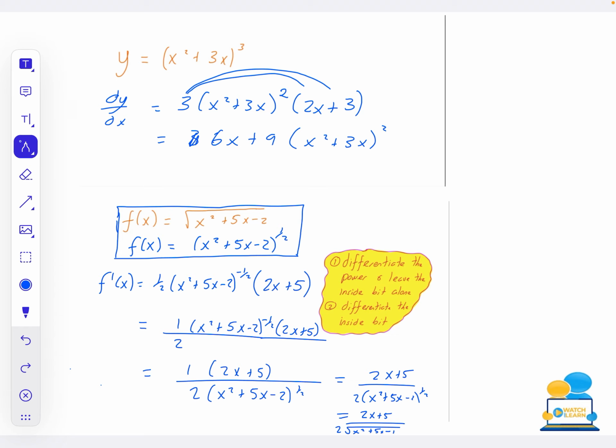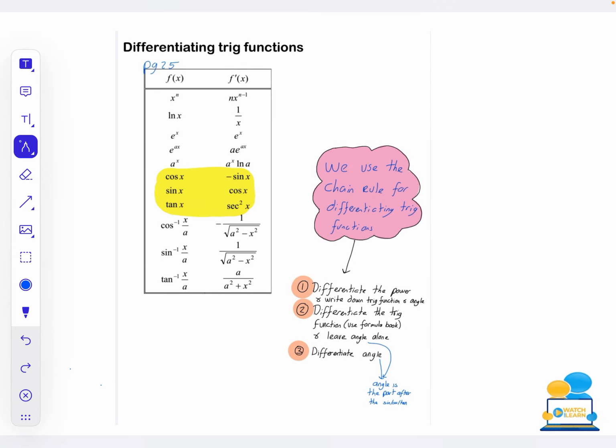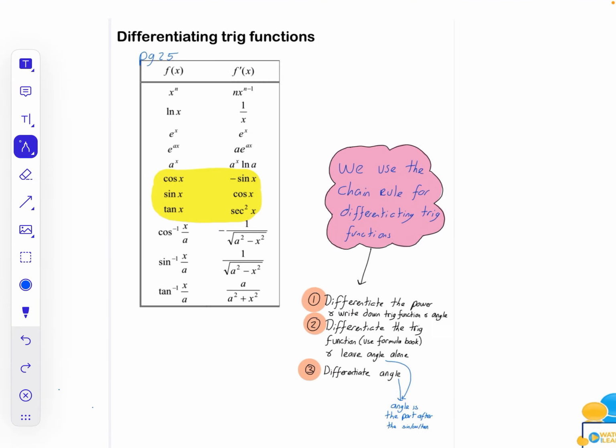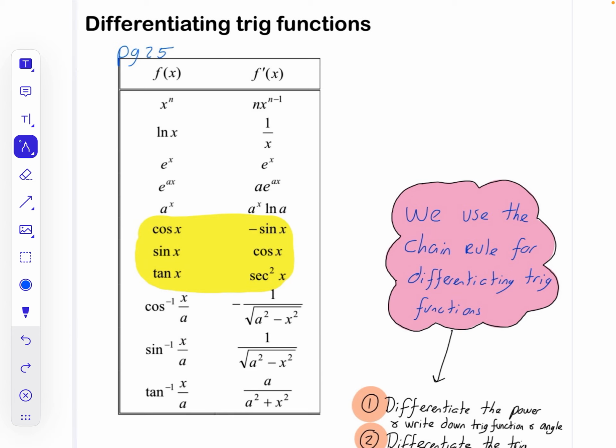Okay, and the final thing we're going to do now is look at the chain rule but with trig functions. Okay, so with sine, cos, and tan. So differentiating trig functions, these are the rules that are on page 25. Okay, we're not going to get to all of them today. What we're going to look at is the highlighted ones. So we're going to look at how to differentiate cos, sine, and tan.